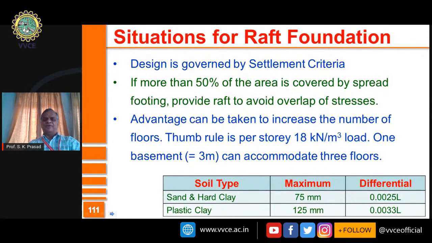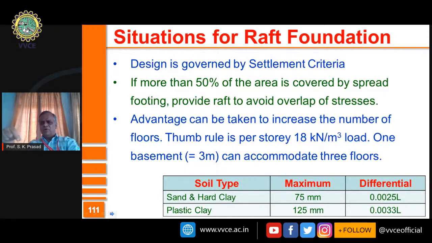The other important reason for somebody to go for raft foundation is you want to increase the height of the structure. You want to have, let us say, 3 more floors. But then the capacity of the soil is low. Then you may have to go for a deep foundation like pile foundation. The other alternative is you excavate 1 floor area from the ground surface.